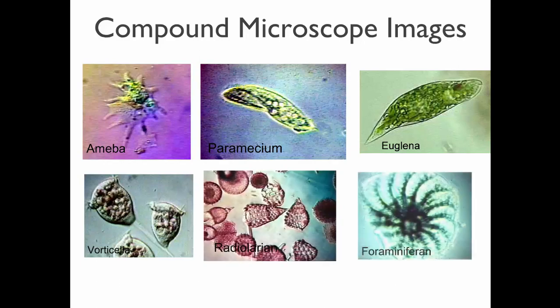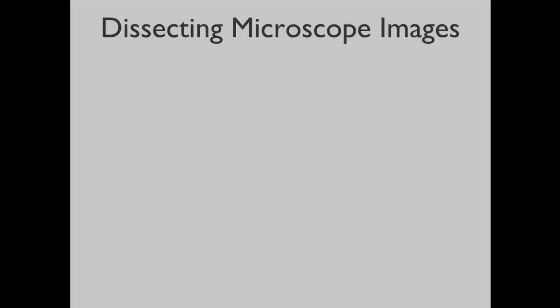Vorticella, radiolarans, foraminiferans. These are all very, very small organisms. So when we look at the dissecting microscope, it's a little different. So first of all, the main difference that you probably notice is the eyepieces.